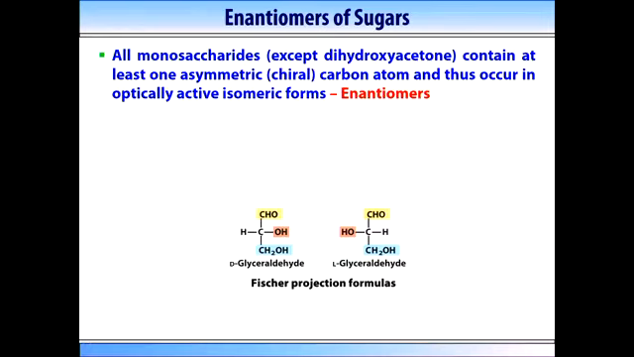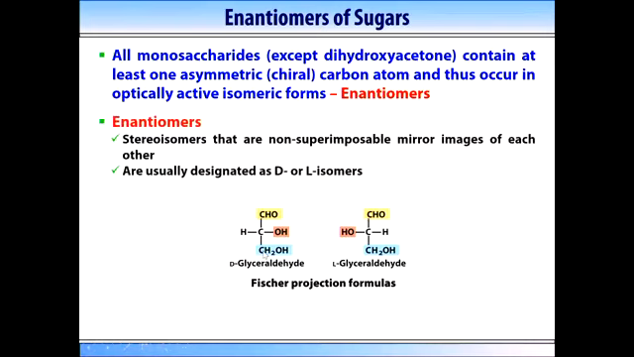Now we need to talk about enantiomers. This term shouldn't be new, especially to those who have taken the organic chemistry course. All monosaccharides, except for dihydroxyacetone, contain at least one asymmetric, also called chiral, carbon atom that occurs in optically active isomeric forms. These forms are called enantiomers. We can depict them as in the following formula. You actually may say that the molecule on the left and the molecule on the right are exactly the same.